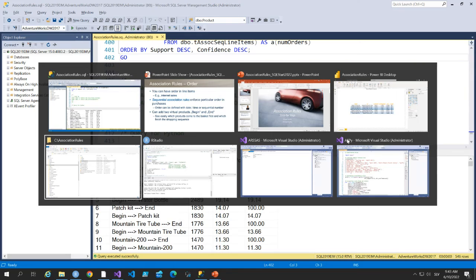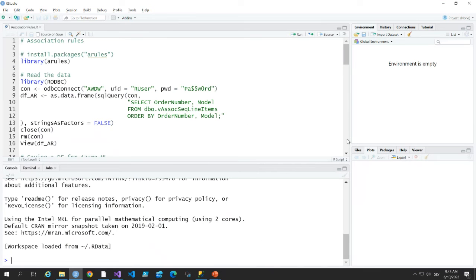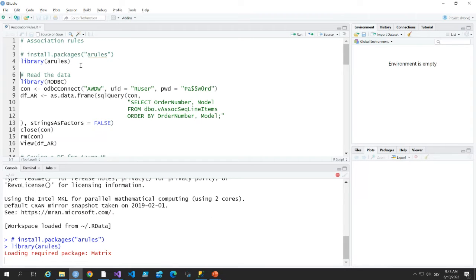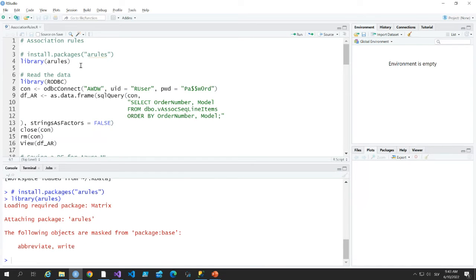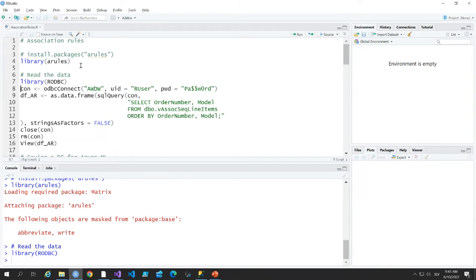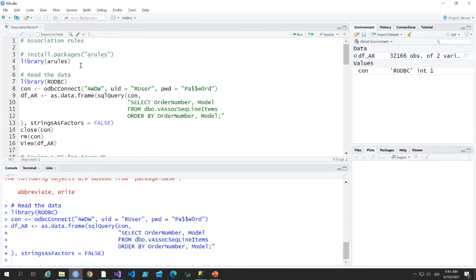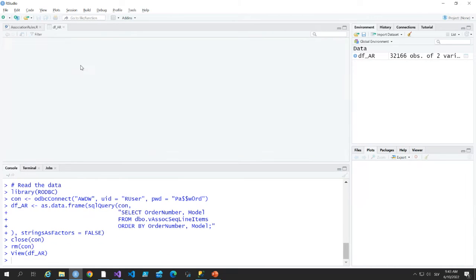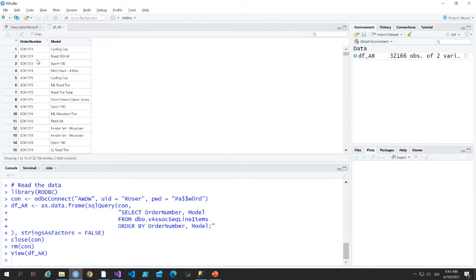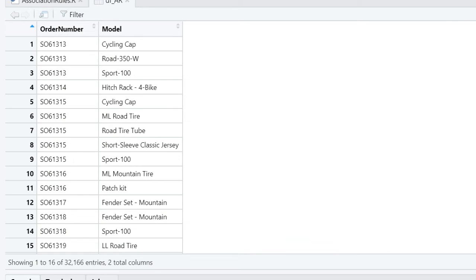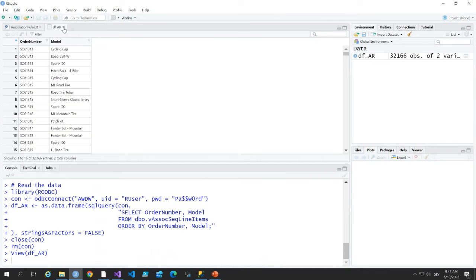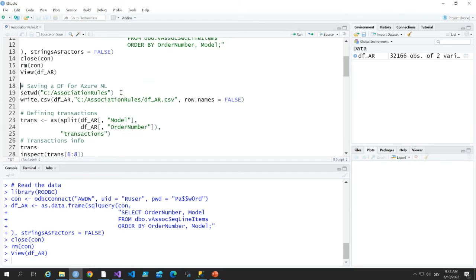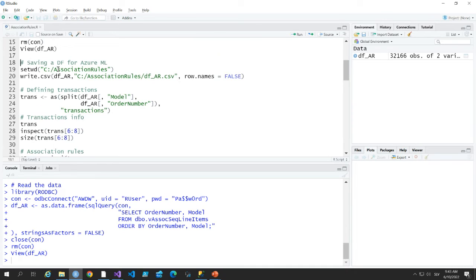So let's see how this works in other languages. So in R, we have a nice library, arules, and I will just read the same data from my line items. And this is the same data, so I have order number and I have model. Okay, and I could even do this in Azure ML, but I will not do it at this moment.